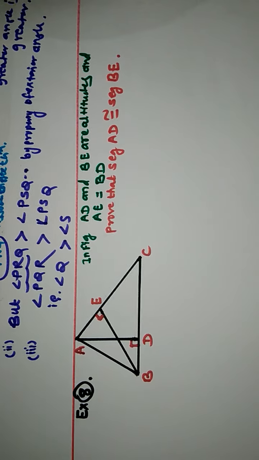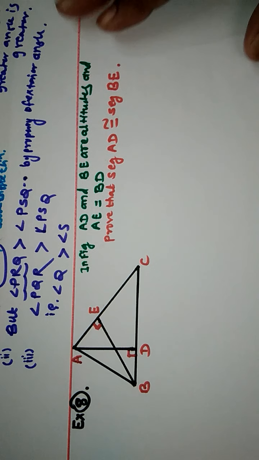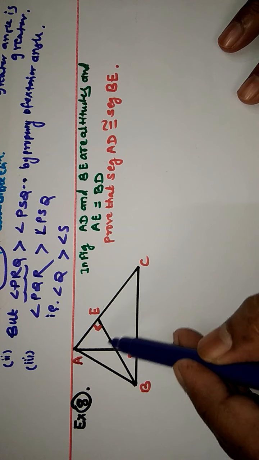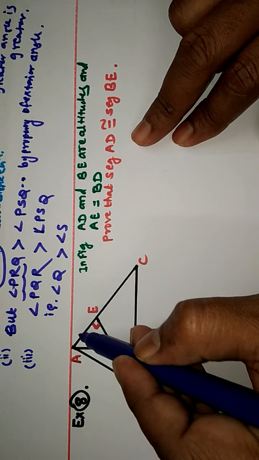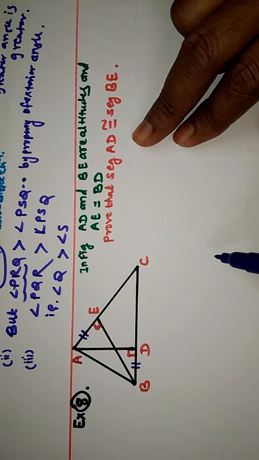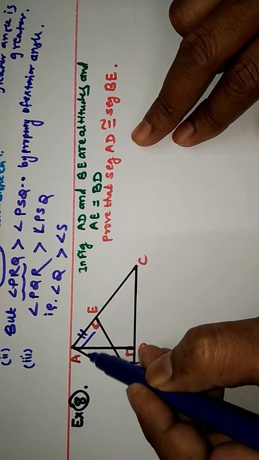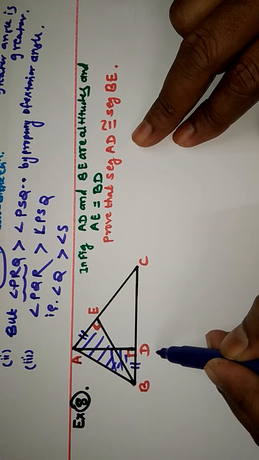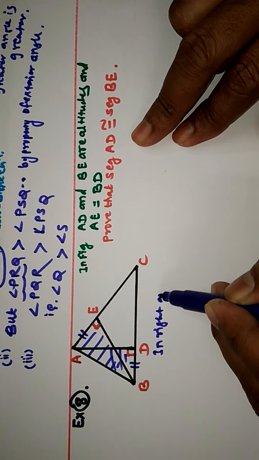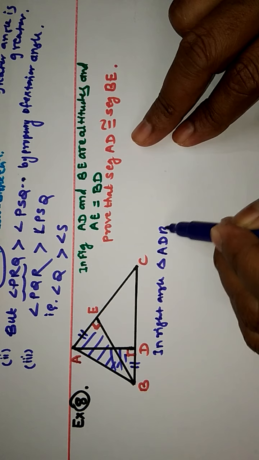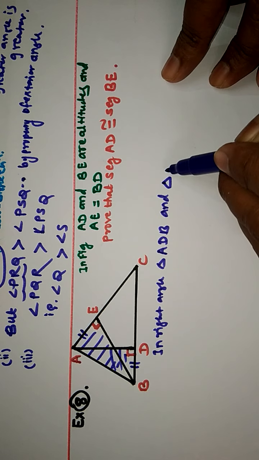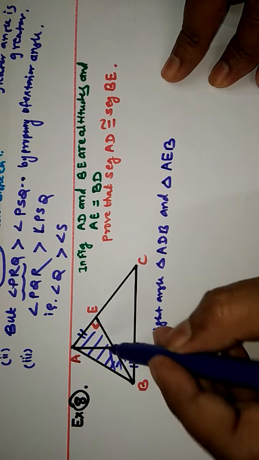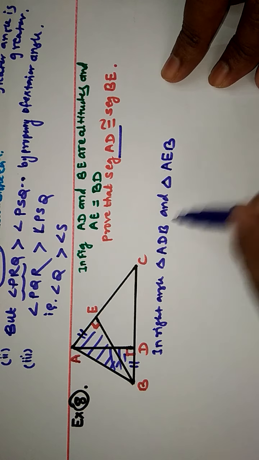Now we see example number 8. In this example, we can prove segment AD and BE congruent, but the given part is AE congruent to BD. These two are congruent and each is a right angle. Now in these right angled triangles, triangle ADB and triangle AEB, our aim is to prove that AD is congruent to BE, means to prove these two triangles congruent.